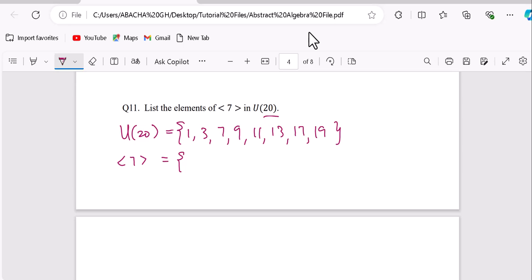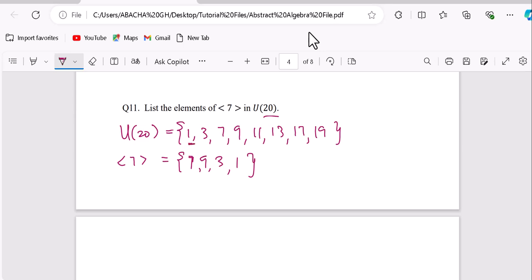Well, the first element obviously is 7, because 7 power 1 modulo 20 is 7 itself. If we take 7 power 2, that's 49 modulo 20, that gives us 9. So the second element is 9. Now 7 times this 9, that is 63 modulo 20, that gives us 3. 7 times 3, that's 21 modulo 20, that is 1. And so since we have got 1, we end here because the identity element here is 1.